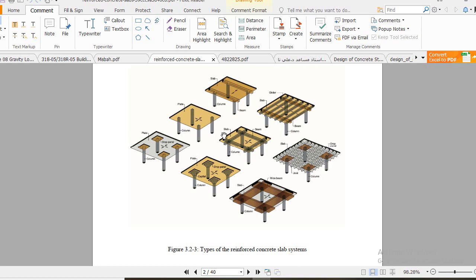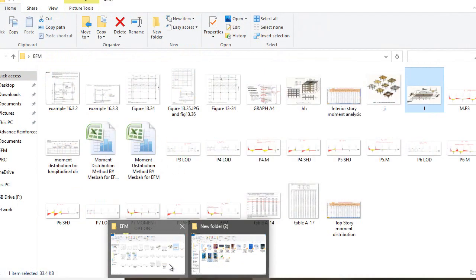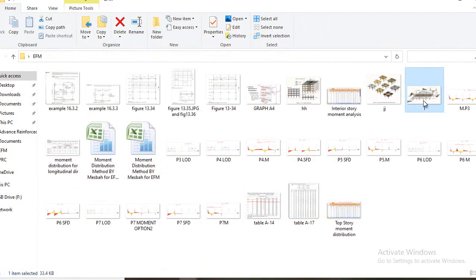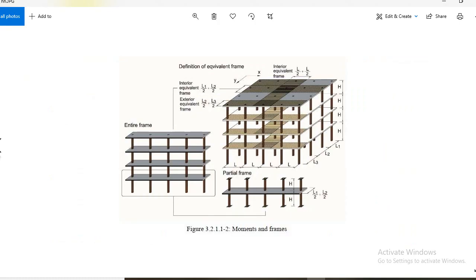This is the basic advantage of the equivalent frame method, which is an ideal method. It can be used for every structure. That's why it is very necessary for every student to learn this method. Let me show you one of the important concepts of the equivalent frame method. This is similar to one of the DDM concepts.